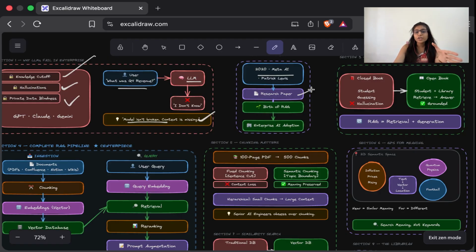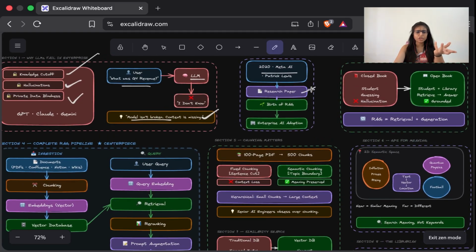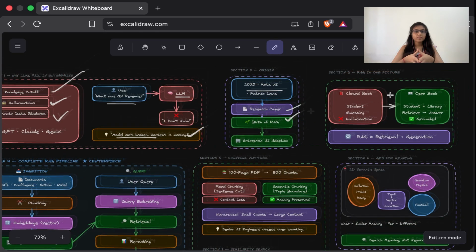Today, we are going to break down how RAG works, why it became the foundation of enterprise AI, and why every developer preparing for an AI engineer role, LLM engineer role, or applied AI role should know about it. It is getting highly adopted in enterprise AI.